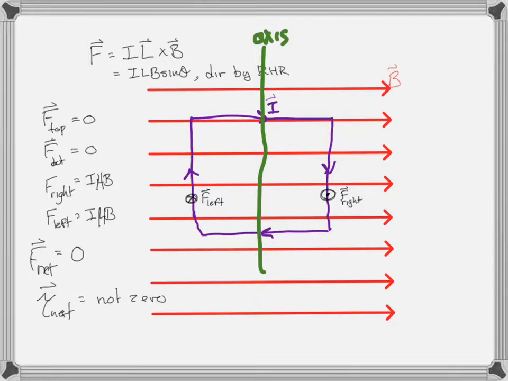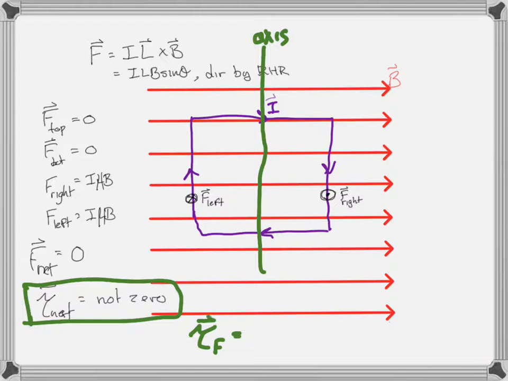So what's the torque? Now we've got to find the torque on this loop. Remember, the torque for any given force is R cross F, where R is the radius vector from the axis of rotation pointing towards the force, and F is the force.